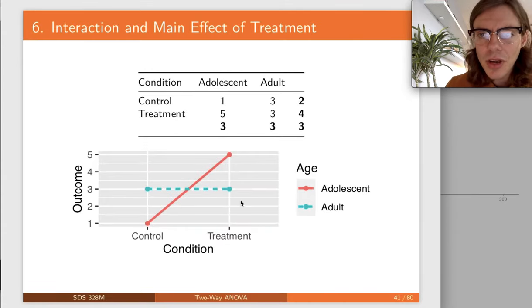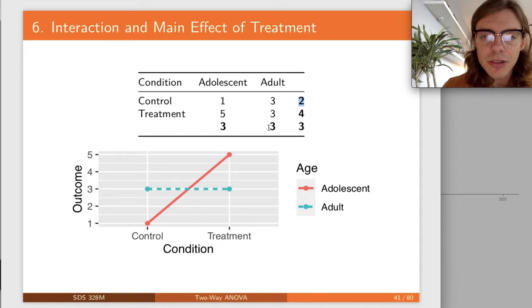Here's what it would look like if you have an interaction and a main effect of treatment, but no effect of age, right? So take a look. In the control group, if you average these 2 dots, the average is 2. In the treatment group, the average is 4. If you average 5 and 3, that gives you 4. So treatment is having an effect, right? The average in treatment group is 4, average control group is 2. So there's a main effect of treatment.